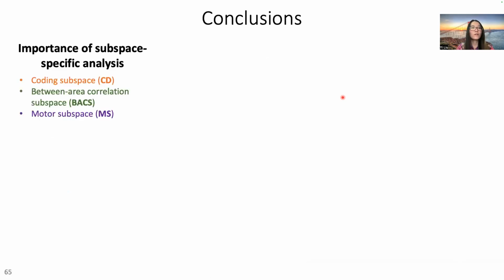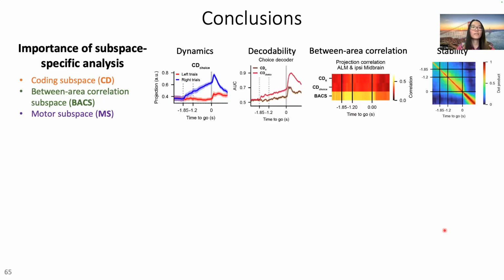In conclusion, we first looked into the importance of subspace-specific analysis. We started by defining the three subspaces: the coding subspace, the between area correlation subspace, and the motor subspace. We showed that different subspaces have different dynamics, different decodability, and different between area correlation. They also have different temporal stability, but we skipped that today.